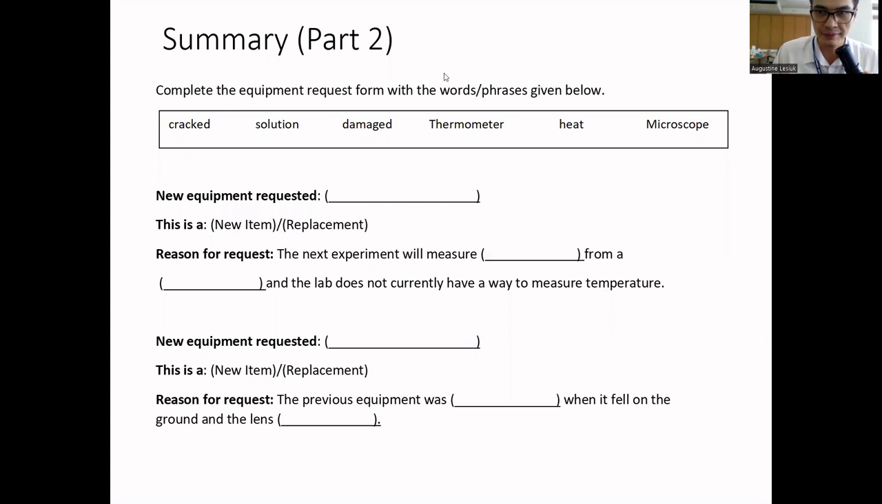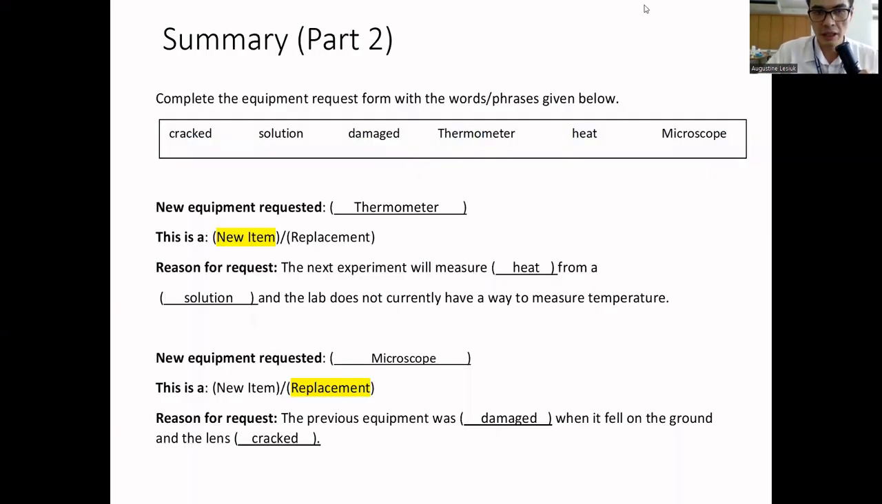Together. Here are the answers. New equipment requested, a thermometer. This is a new item. The reason for request, the next experiment will measure heat from a solution, and the lab does not currently have a way to measure temperature. Because the lab doesn't have a way to measure temperature, they need a thermometer, a new lab equipment, right? So therefore, we say new item over here.